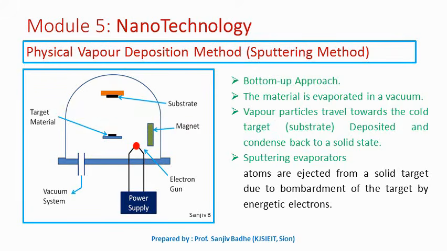So a magnetic field is used to change the direction of electron beams so that the electrons will strike the target material. So in the sputtering method, high speed electrons striking the target materials produce the energy which is used to evaporate the materials. Once the material is evaporated, the vapor particles travel towards the cold target, which we are calling as substrate, and get deposited there. And once they get deposited on this substrate, they will condense back to the solid state.